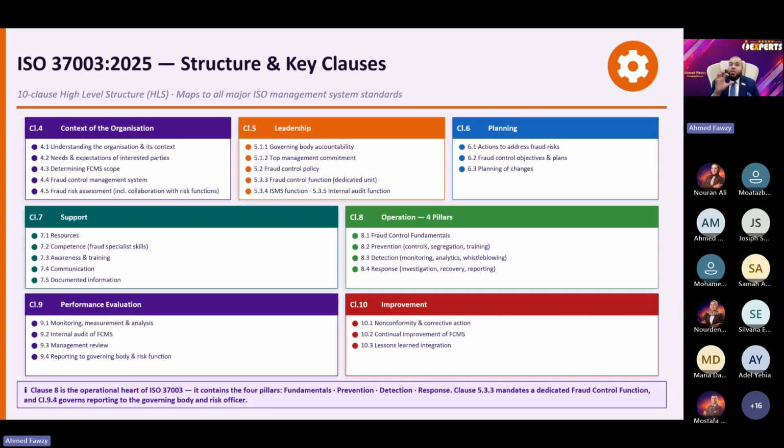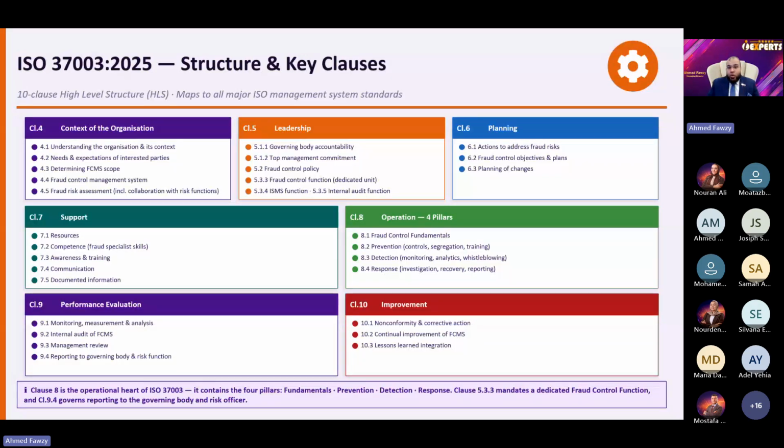When we speak about the scope, this is the scope of the FCMS, the fraud control management system. Remember that we have something we call the fraud risk assessment. If you remember in privacy, for example, we have the privacy impact assessment, and this is in ISO 27701. So it is similar to a risk assessment, but it's more of an impact assessment, not just a risk assessment.